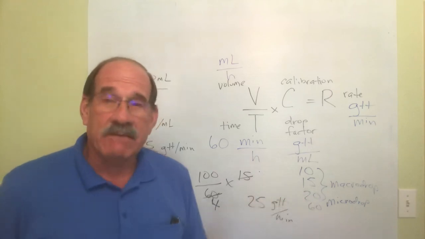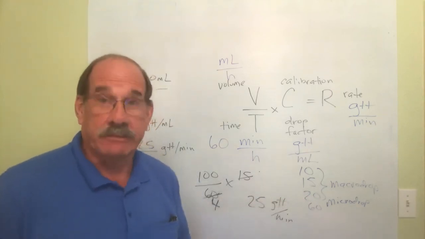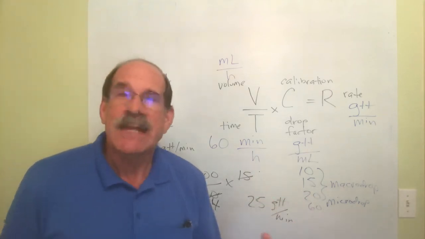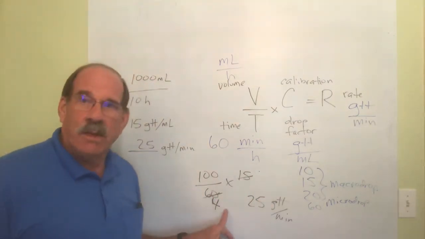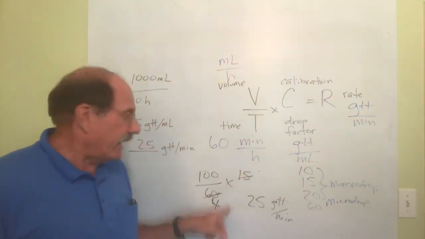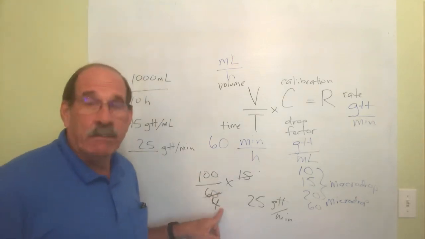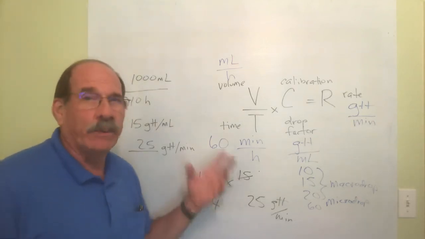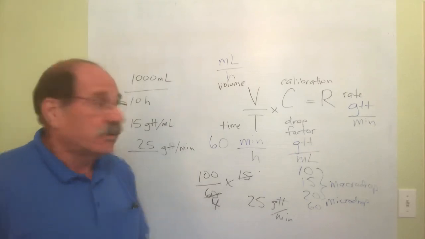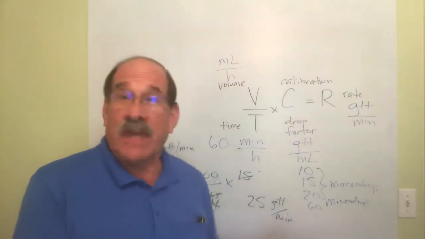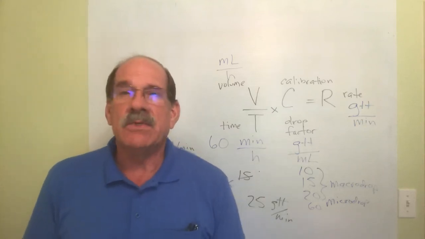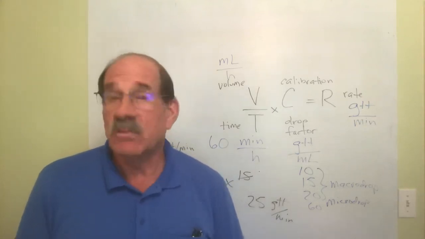You'll never see a drop factor or a calibration on these IV sets with some goofy number like 17 or 35. It's always a number that goes into 60 with a whole number. So you're dividing this number by a whole number every time. Boy, it's pretty simple. So let's stop again and we'll go into the next exciting lecture video and do some more of these and see where it goes from there.